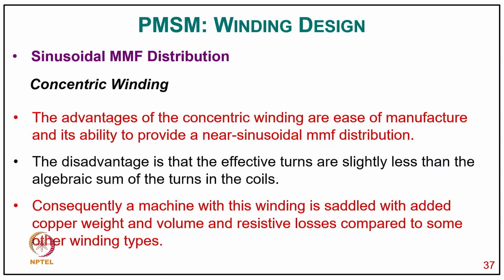a nearly sinusoidal MMF distribution. The disadvantage is that the effective turns are slightly less than the algebraic sum of the turns in the coil. Consequently, a machine with this winding is saddled with added copper weight and volume and resistive losses compared to some other winding types.